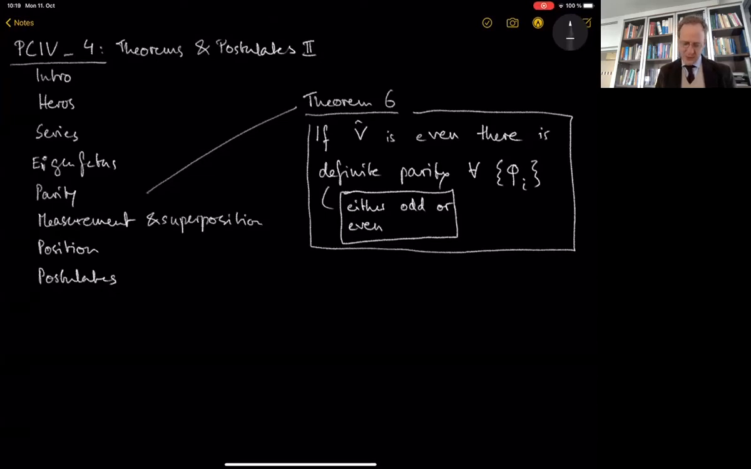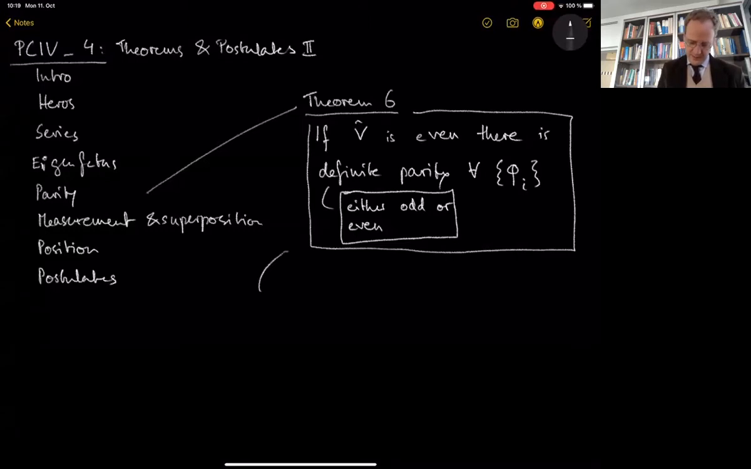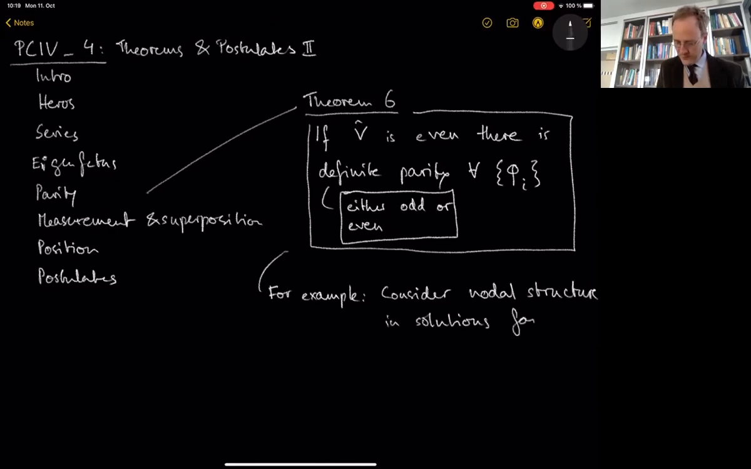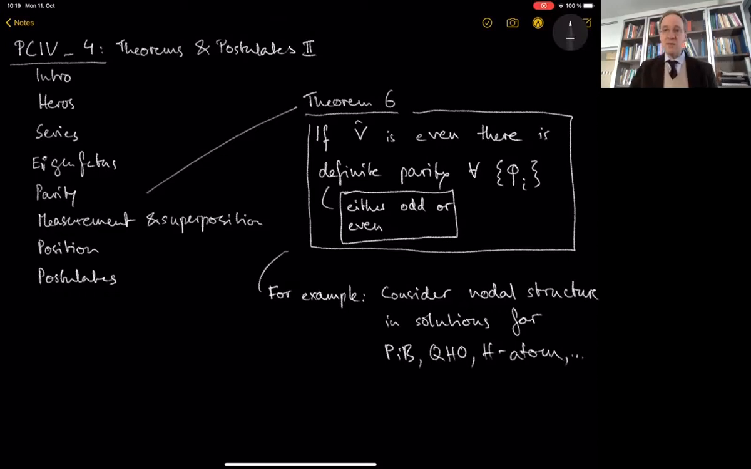Now let's put this for example again. Consider nodal structure in solutions for particle in the box, quantum harmonic oscillator, H atom. These are all strictly even potentials.